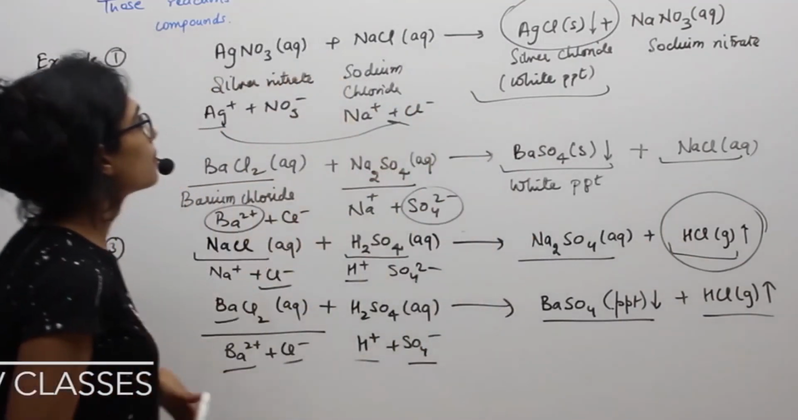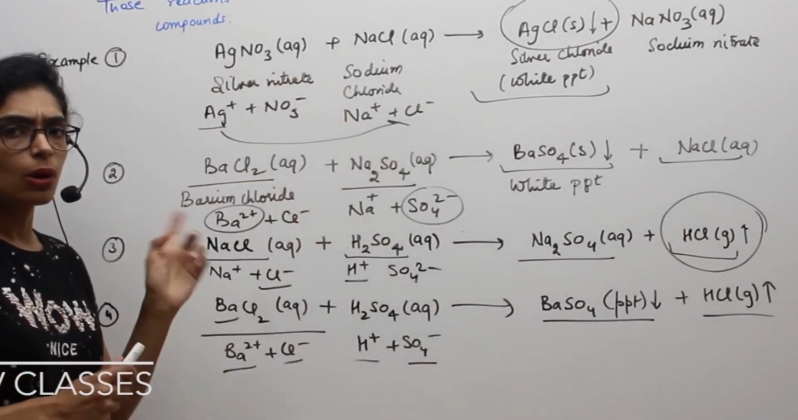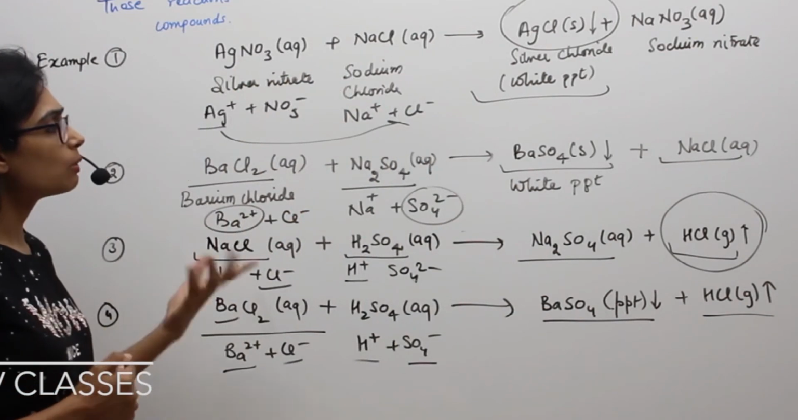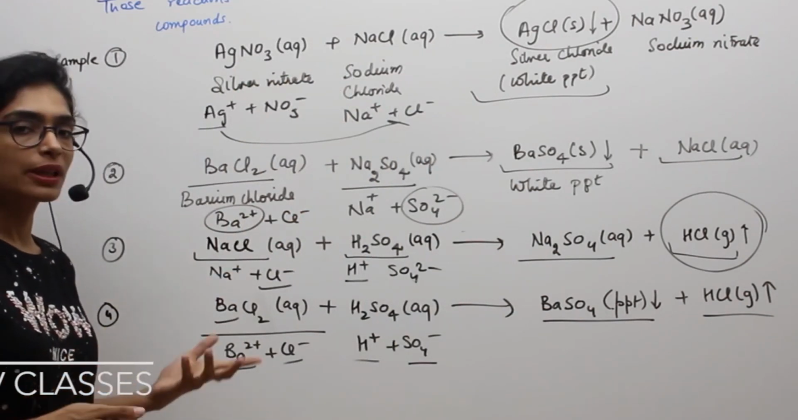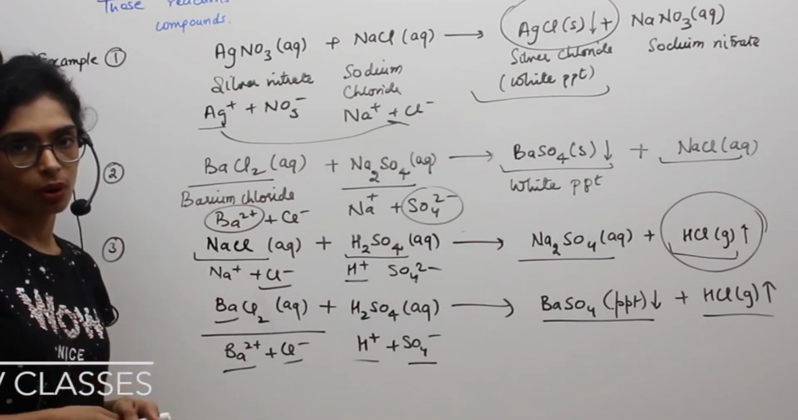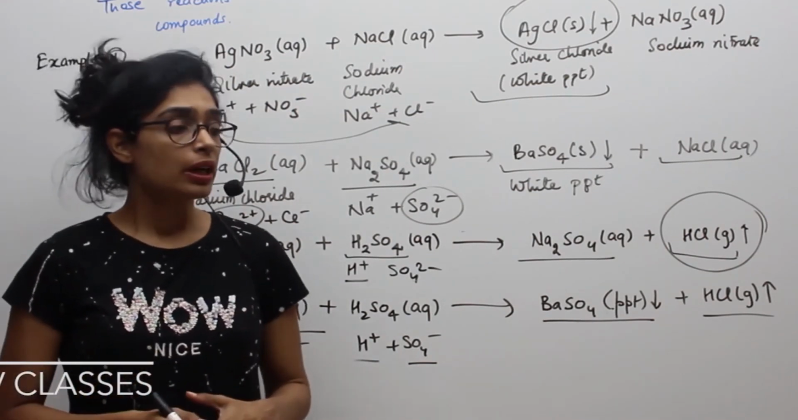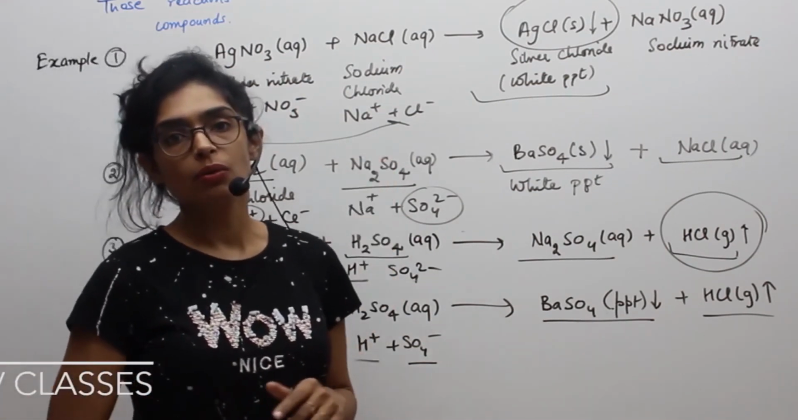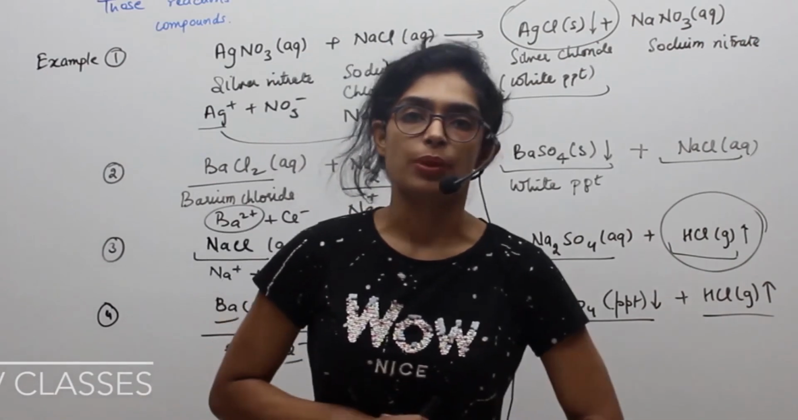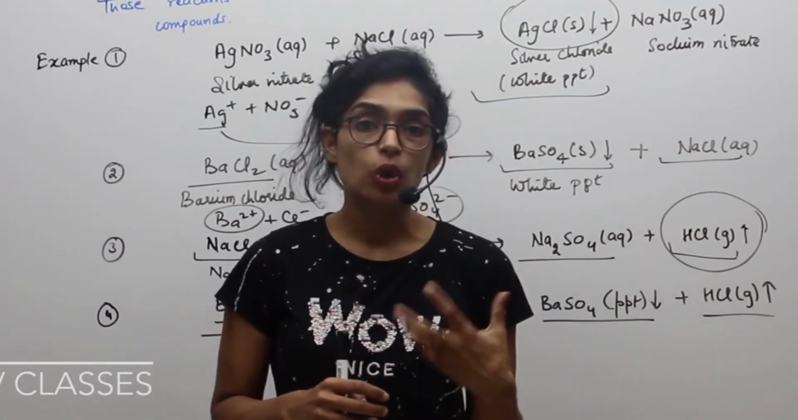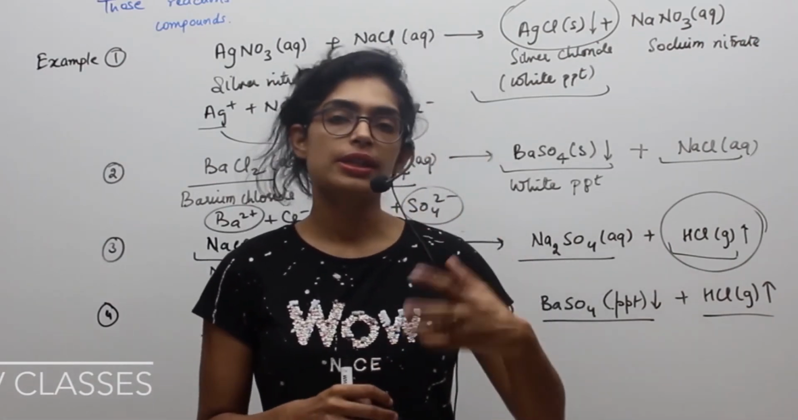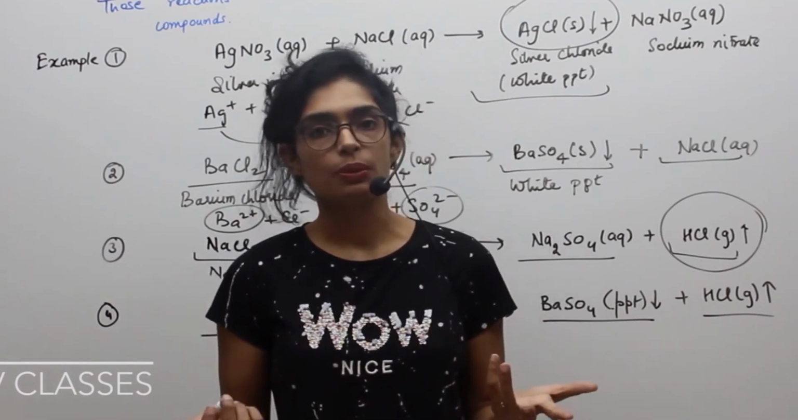So these are some examples of double displacement reaction. Now I'll ask you one or two questions and you will tell me whether the double displacement can happen on those reactions or not. But before that, I'll just list down all the different compounds which can settle down as precipitate or which are insoluble in water. So whichever things are insoluble in water are eventually going to be precipitate.